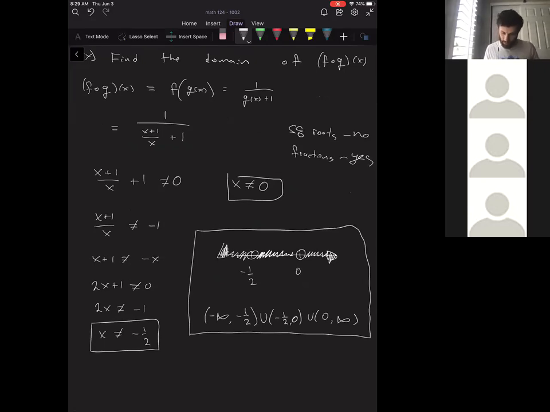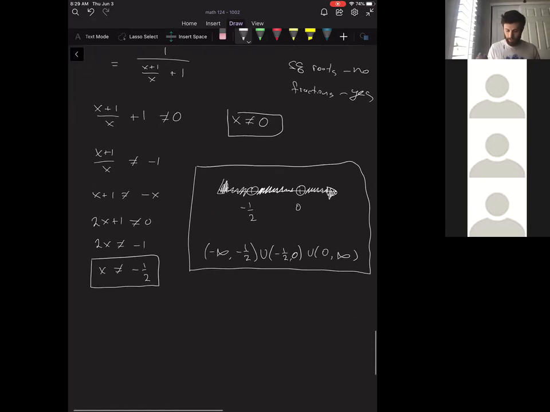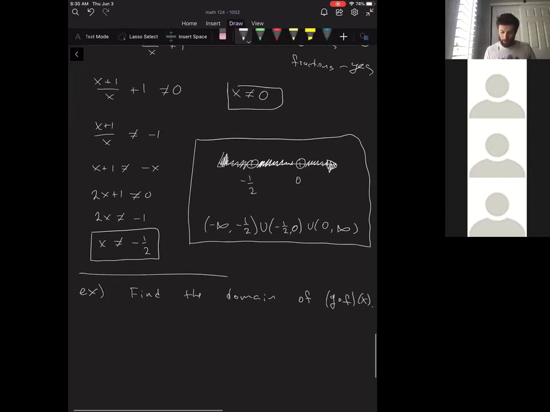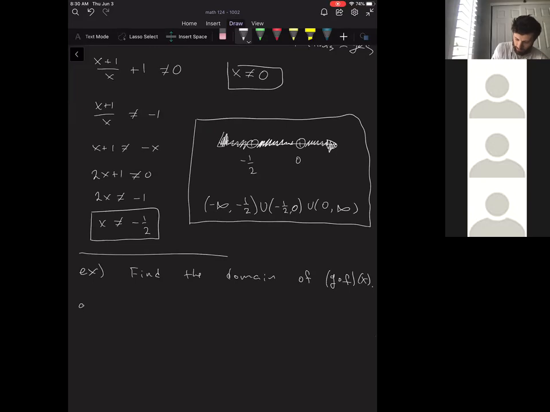So now we just did f composed with g of x. Let's do g composed with f of x. So let's find the domain of g composed of f of x. All right, so now what does this equal? So g composed with f of x, this is going to be equal to g, and we're plugging f of x on the inside.